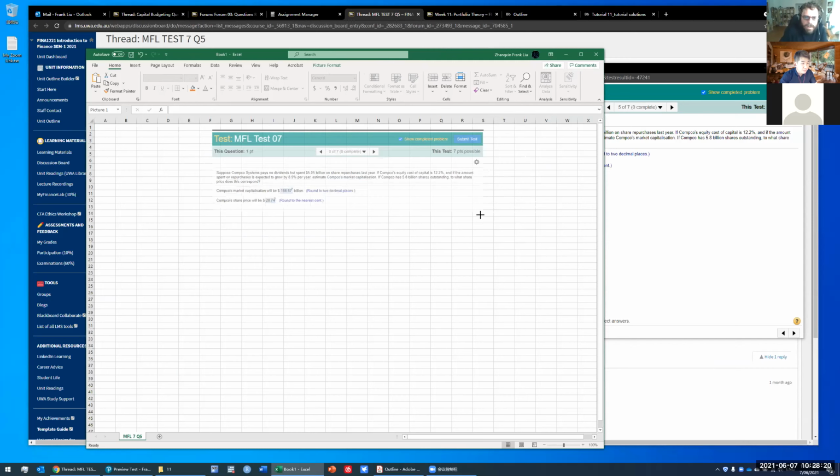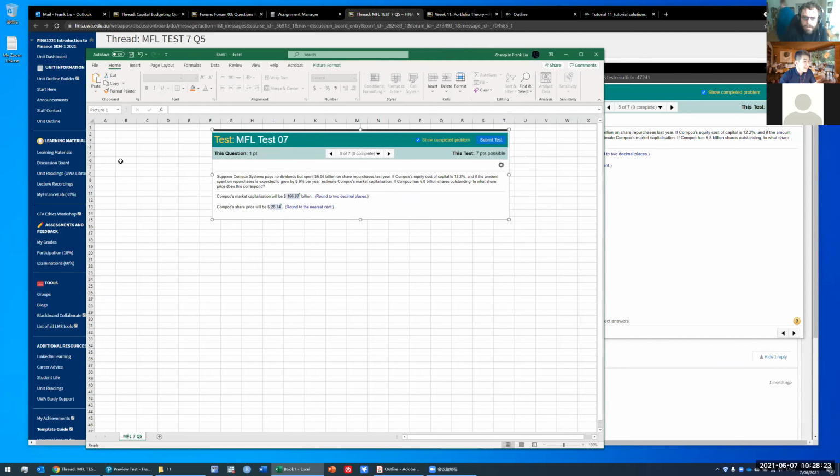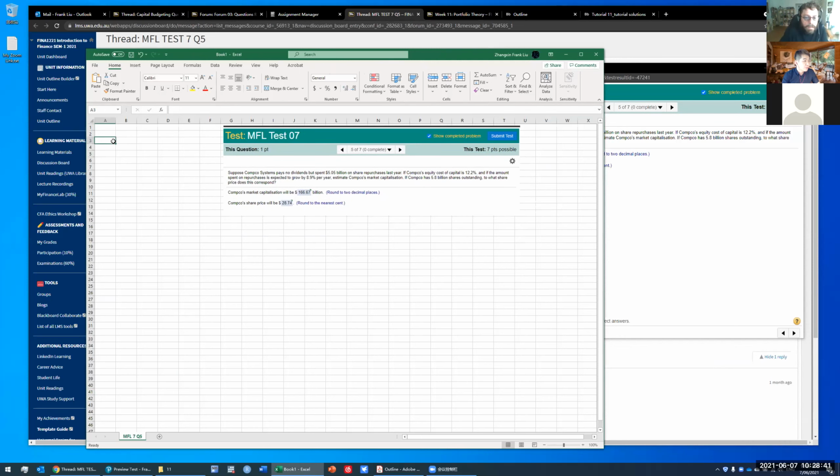But given that the exam is tomorrow, I don't expect anyone to rewatch it. So here it tells you it pays no dividend but spent $5.05 billion on share repurchase last year. And if the equity cost of capital is 12.2%, and if the amount is expected to grow by 8.9% per year, so here the whole repurchase amount, so you can think about dividend plus repurchase, is 5.05 billion, but that's in year 0, right? So we want to find out what is in year 1, because year 0 is irrelevant because it's just paid, right? So you want to focus on what's going to be the next one.